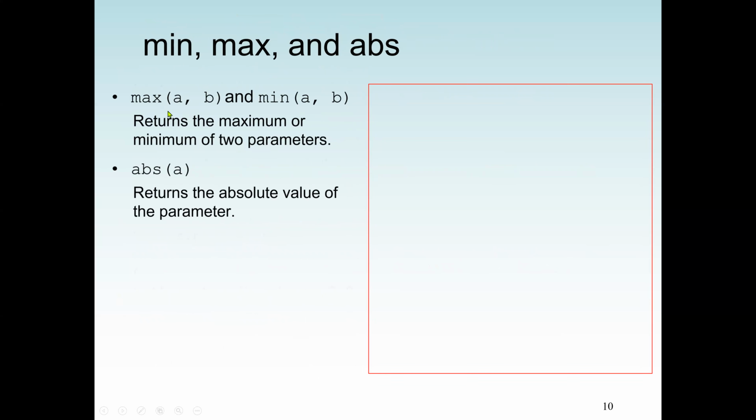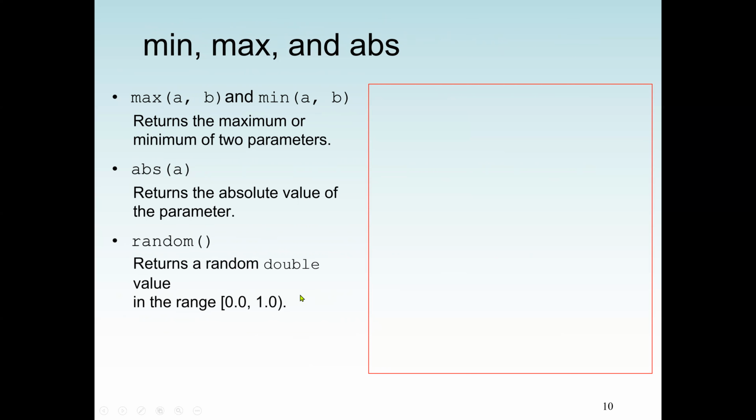Minimum at least takes 2 arguments, because if you take only 1 argument, then the answer is the same. Minimum and maximum will return the minimum or maximum value among 2 or more values. So max A and B, the one that is bigger will be returned. Min A and B, the one that is smaller will be returned. Absolute value means the answer is always positive. So let's see an example.